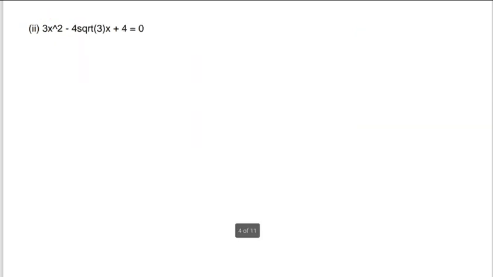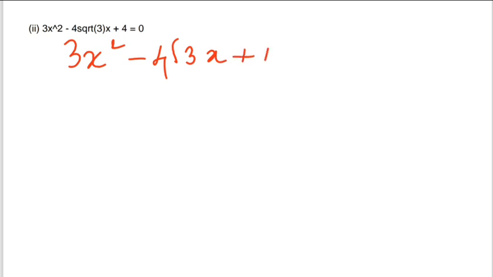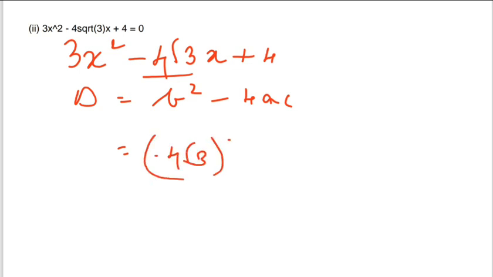The second question is 3x square minus 4 root 3 x plus 4. So let's find the discriminant. b square minus 4ac will be equal to b square, which is minus 4 root 3, the whole square, minus 4 into 3 into 4.